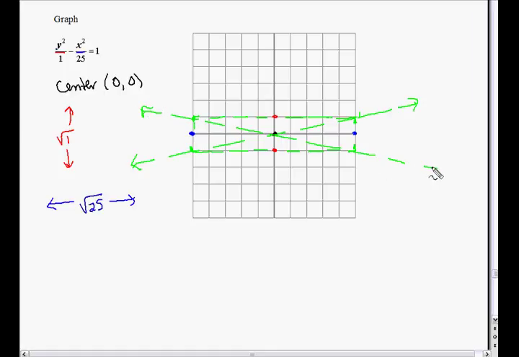for your asymptotes. In order to determine where you attach the graph to the vertices, the red vertices or the blue vertices, it depends on who came first in the equation, who is positive. Since y is positive, we're going to attach the wings of our hyperbola at the ends of the y. And they're very long and wide wings. And that's how you graph a hyperbola.